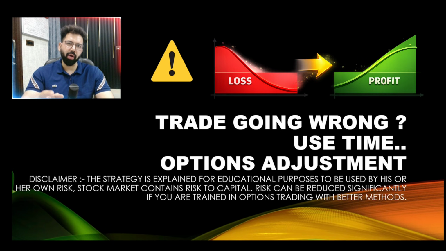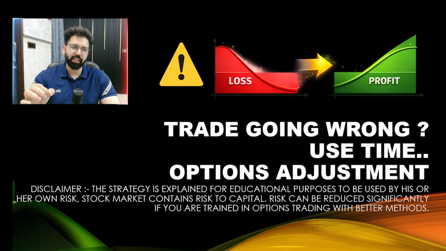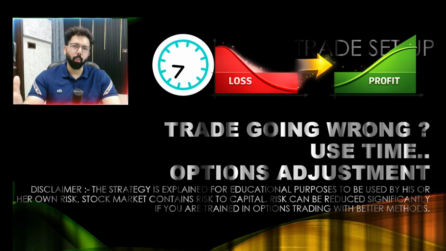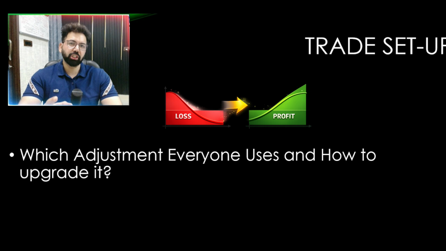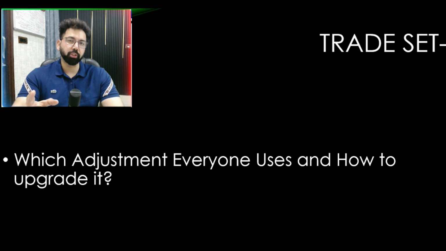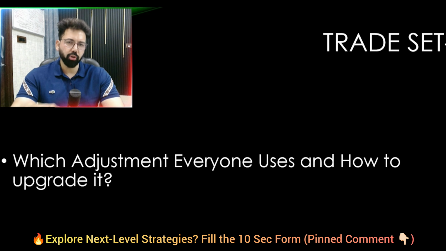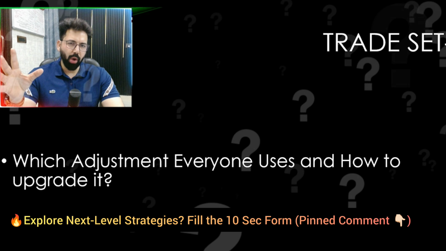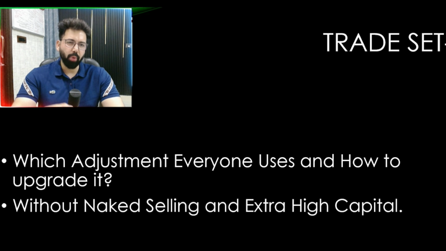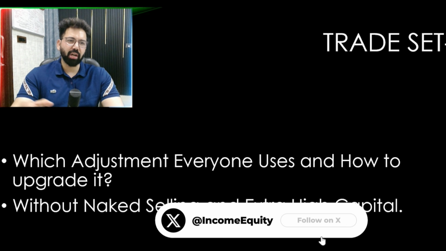If a trade goes wrong, then we must adjust the trade using time. What exactly do I mean by this? I'm going to tell you that. Obviously, I'm going to show you as well if a trade goes against us, if we do the regular adjustments versus what you learn in this video: which adjustment everyone uses and how to upgrade it, and number two, without naked selling and extra high capital.